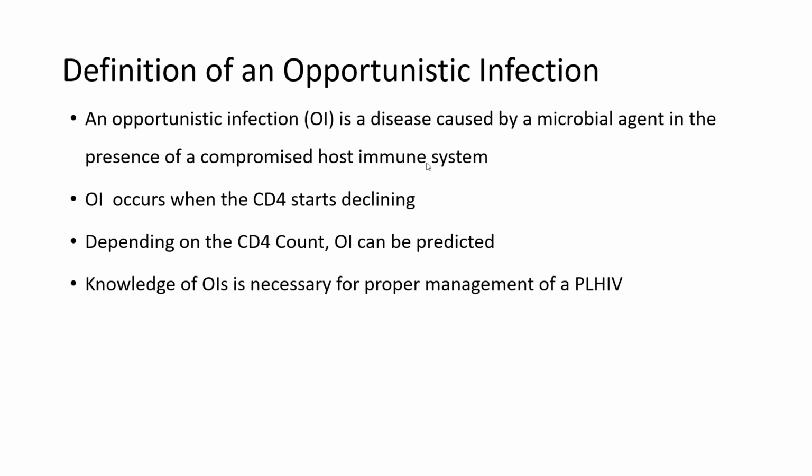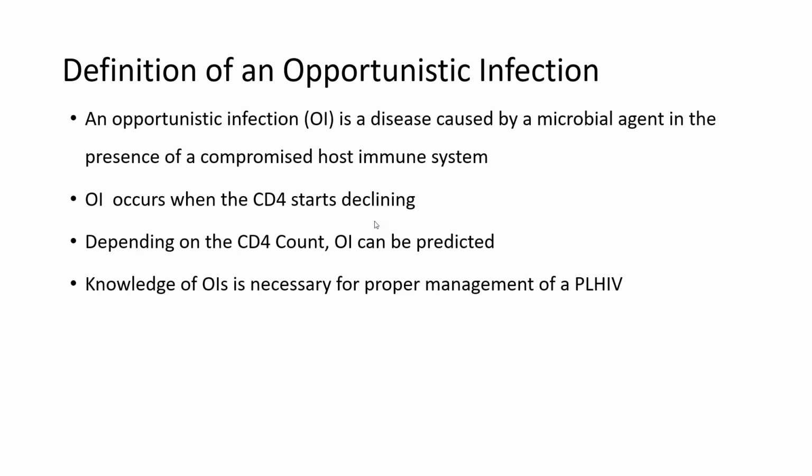So remember, opportunistic infections are not only seen in HIV. They can be seen in patients with other immune suppressive conditions, for example patients on steroids, patients on solid organ transplants receiving immune suppressive treatment, or any other cause of immune suppression, like diabetes, like alcohol. When these patients manifest infections with a microbial agent, they are called opportunistic infections. OIs, as they are called, generally happen when the CD4 count of the patient starts declining, which means the patient's body is not able to mount an adequate immune response.